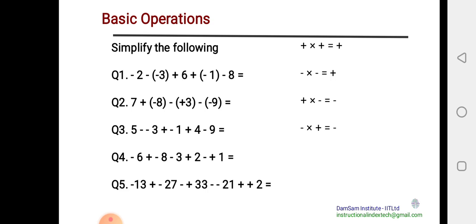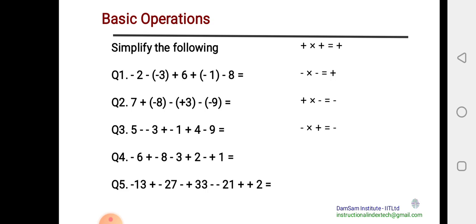Let's start with number 1: -2 minus -3 plus 6 plus -1 minus 8. How do we go about that? At the first instance, in minus -3, we have two same signs coming together. It will be addition. We can take note of that. So we have -2 plus 3, which will be +1, plus another 6, which will be +7, plus -1.